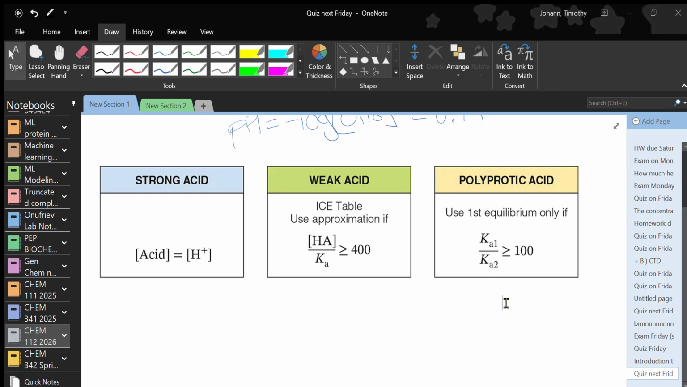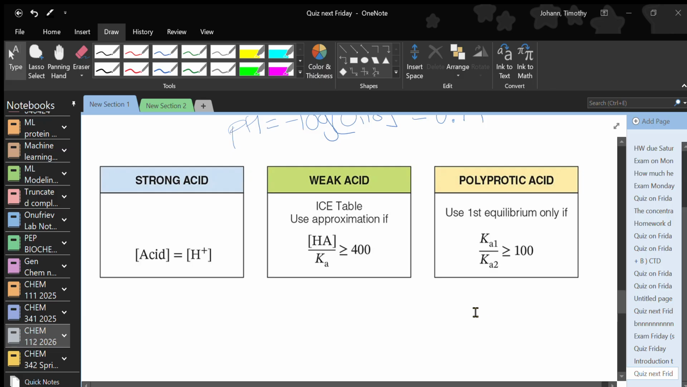And then finally, we have our polyprotic acids. And if that first equilibrium, if the first Ka is 100 times bigger than the next one, we can just pay attention to the first one. It's going to get like a 1% contribution, a small contribution that we can just ignore. Does that make sense?